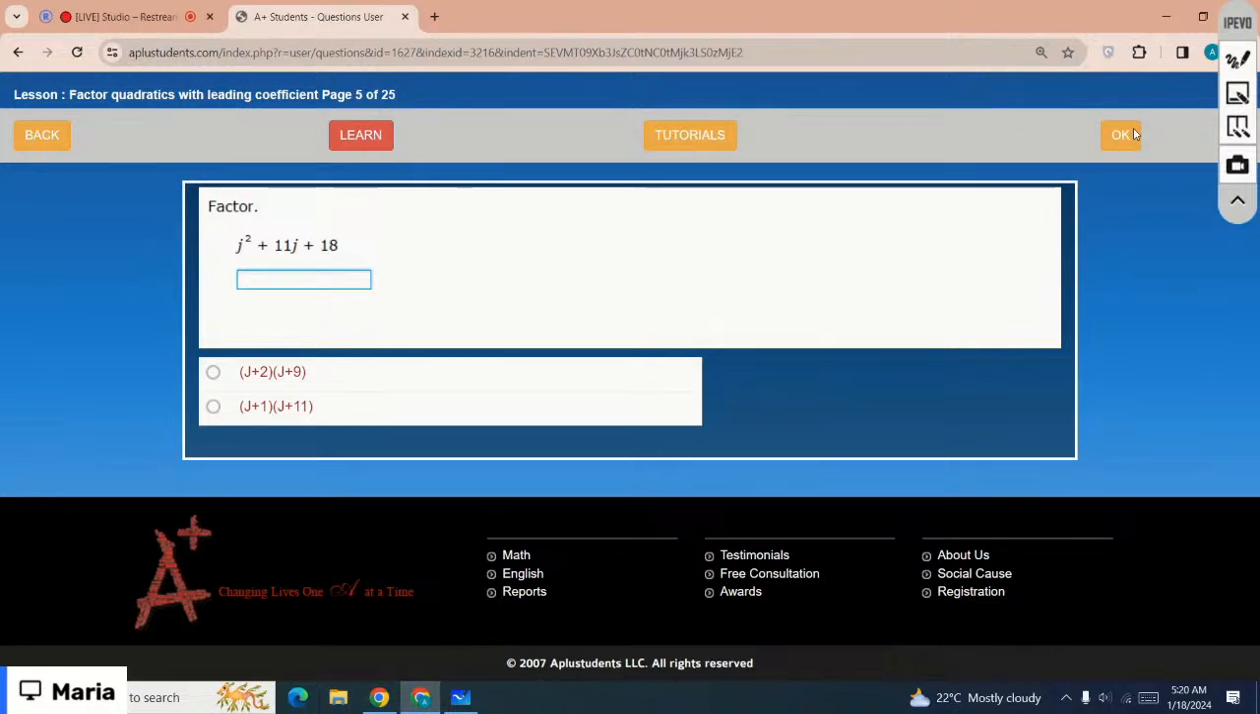Okay, the next one is factor j square plus 11j plus 18. Which is the correct option?